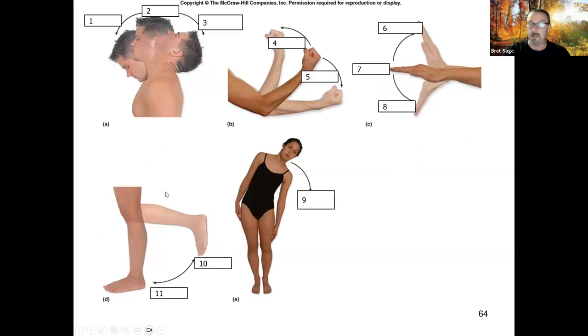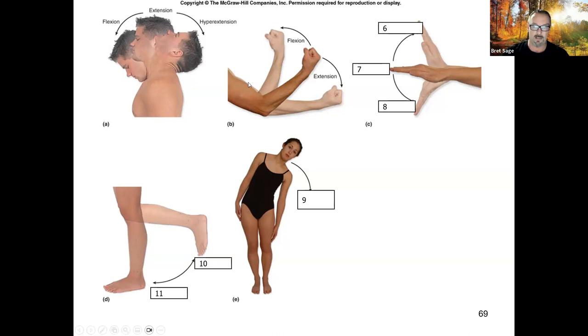So if you remember my demonstration, if you go forward, it's kind of like bending your arm. What do you call that? Flexion. Good. So if I go back from flexion to normal anatomical position, it's extension. And what did I say, looking up in the sky? Hyperextension. Good. Bending your arm, flexion. Straightening your arm, extension.